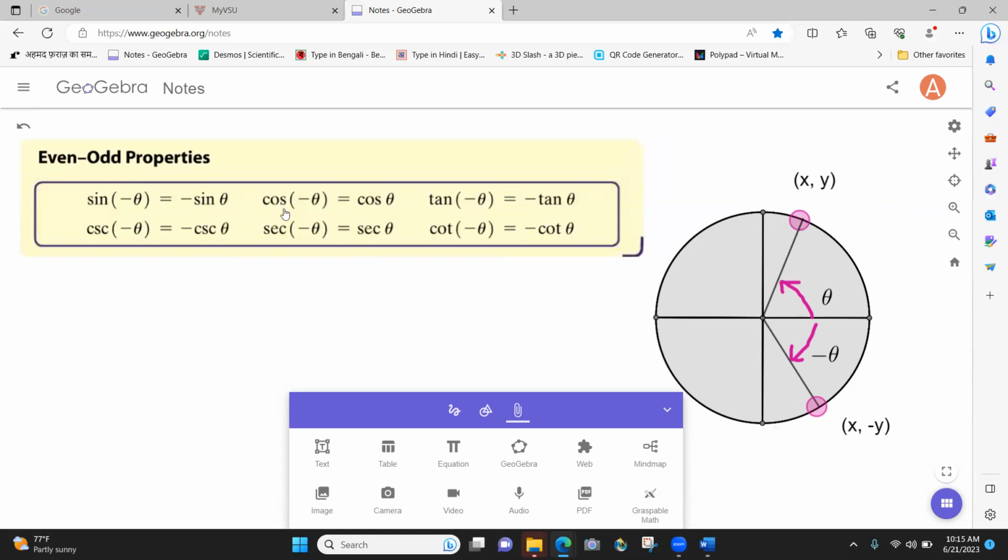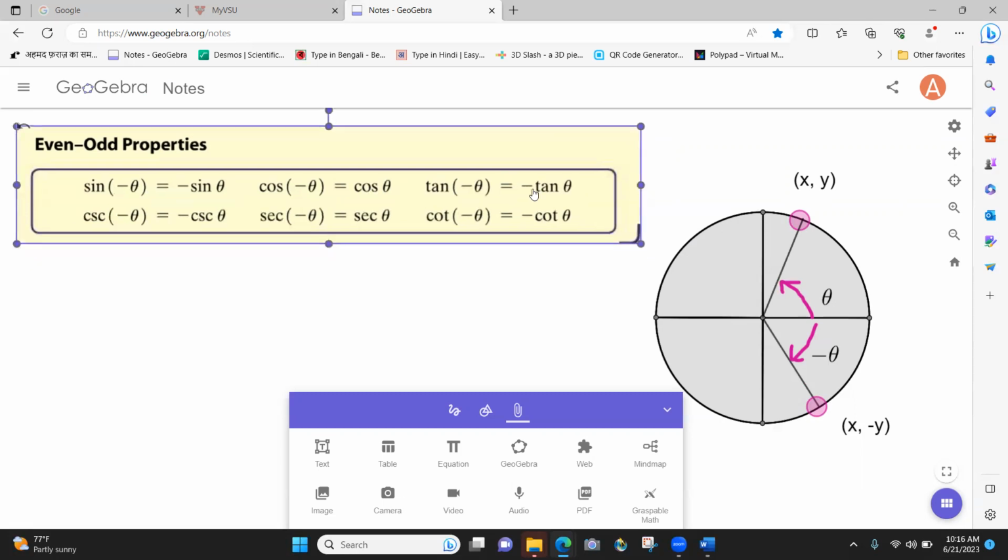Okay, look at cosine. Cosine minus theta is going to be x, and cosine theta is also going to be x. So they're the same. There's no minus sign coming out. And I'll show you one, why tan minus theta is minus tan theta. This is very easy because sine is reciprocal of cosecant. Sine and cosecant work the same way. Cosine and secant work the same way. Tangent and cotangent work the same way.